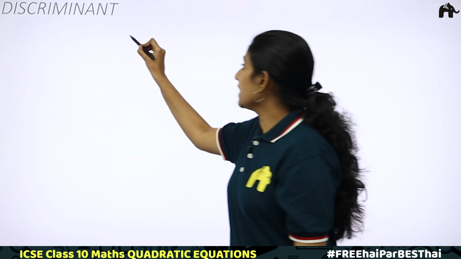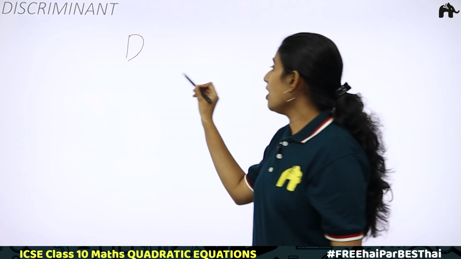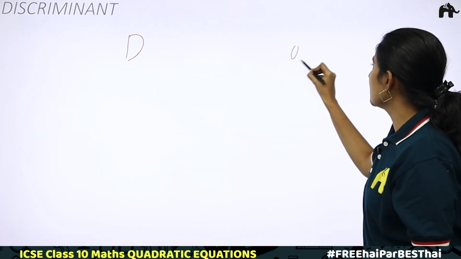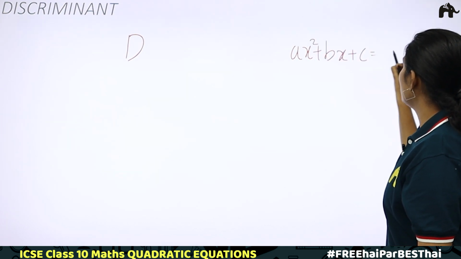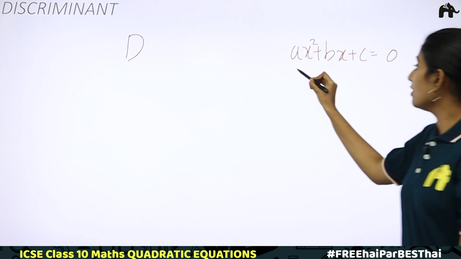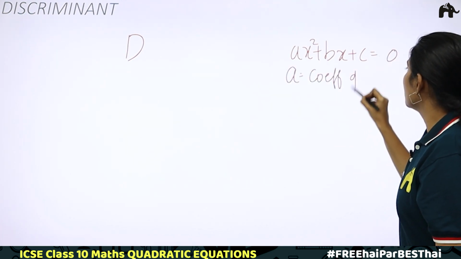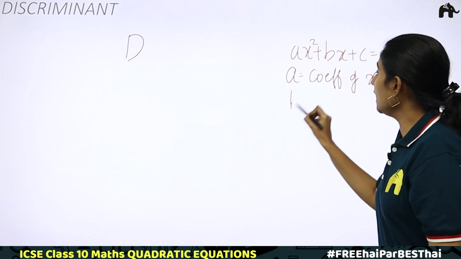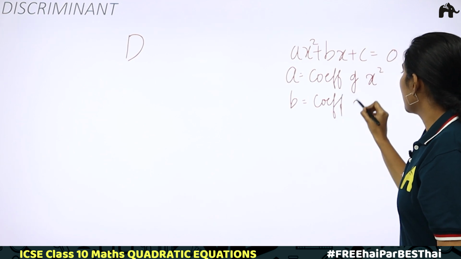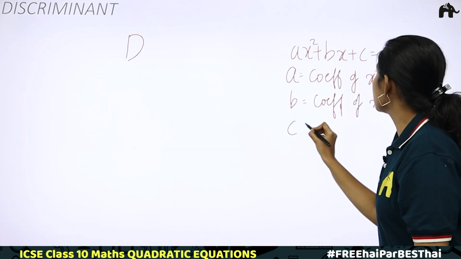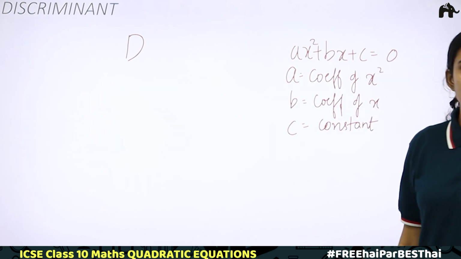Discriminant. We use the letter D to represent discriminant. A quadratic equation, the standard form is ax square plus bx plus c is equal to 0. Here, what is a? A is the coefficient of x square. B is the coefficient of x and c is the constant term. C is the constant.